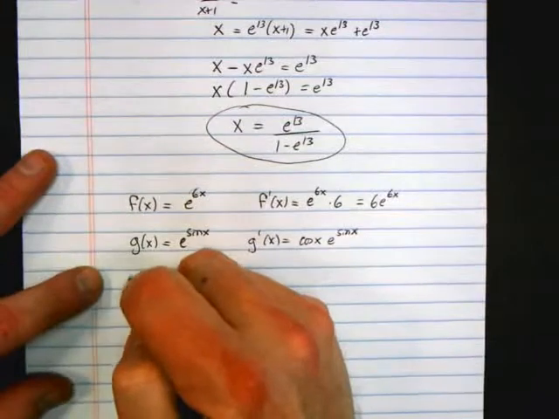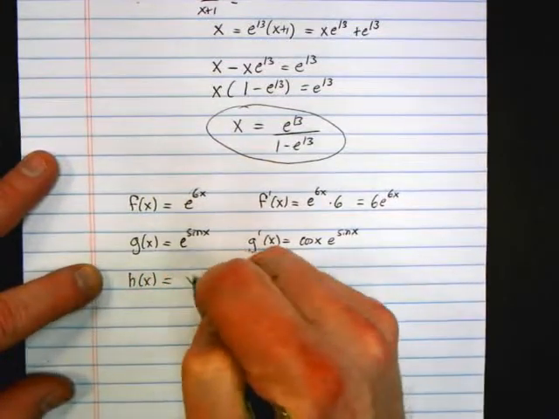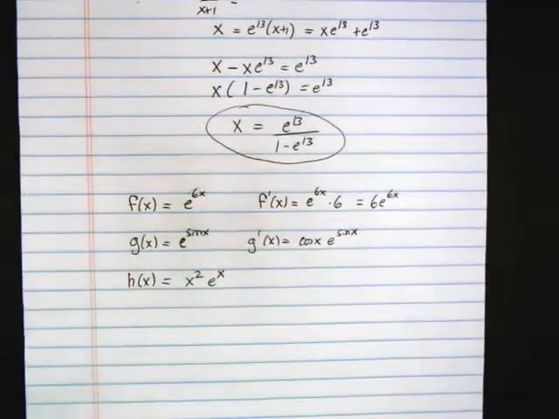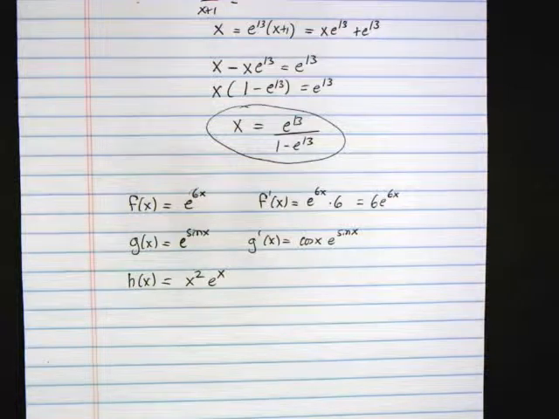How about h of x equals x squared e to the x? What are you going to have to do to take the derivative of that function? That's a product rule problem, isn't it? How do you know it's product rule? There's multiplication, x squared times e to the x.